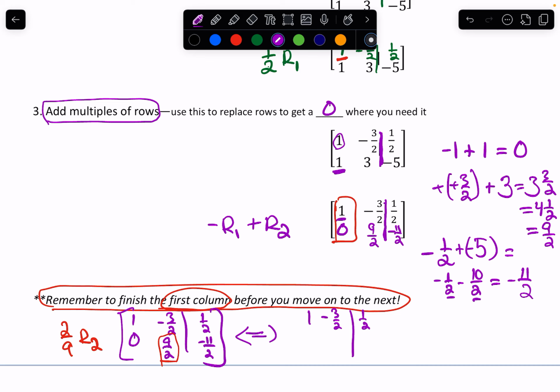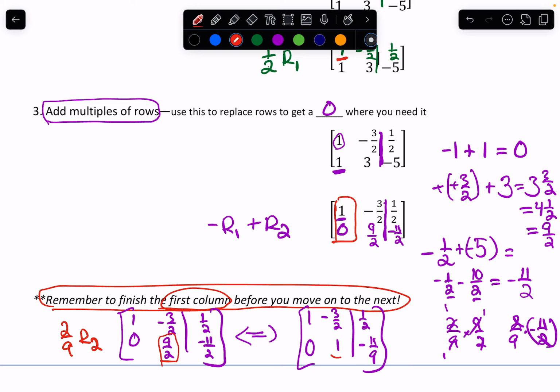Our second row, first column, is going to stay as a 0. We're multiplying a 0 by 2/9. That's not going to change. So 2/9 times 9/2. The 9s cancel, and the 2s cancel. So we get a 1. And then 2/9 times -11/2, that's the augmented. The 2s cancel, so we get -11/9. And that was our goal here, to get this as 1.